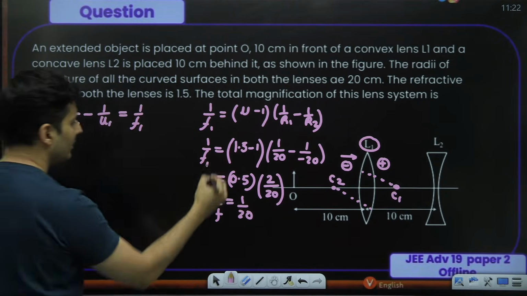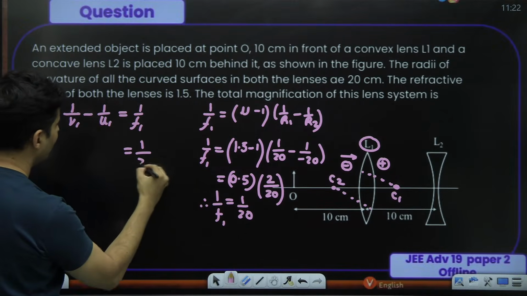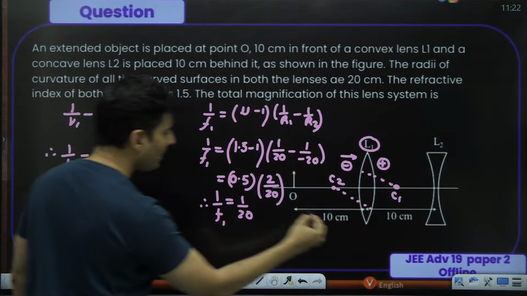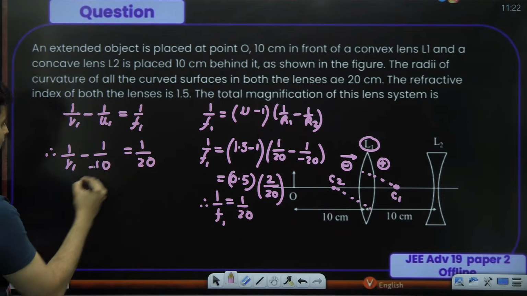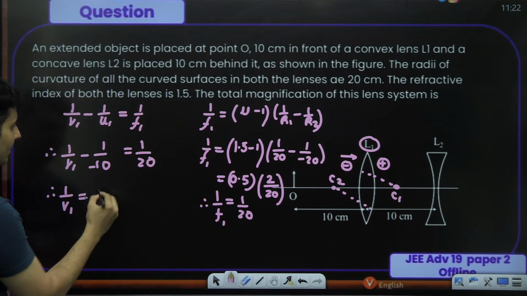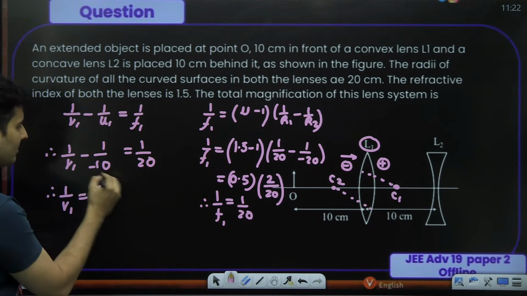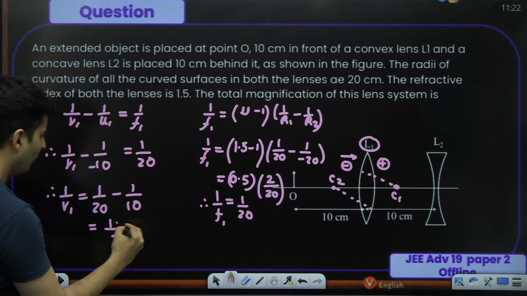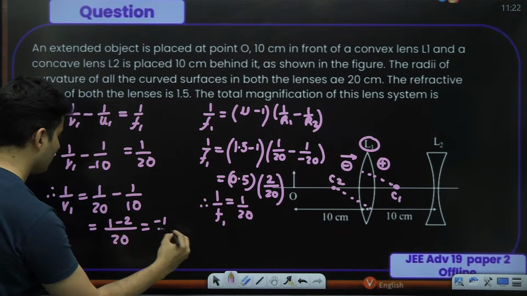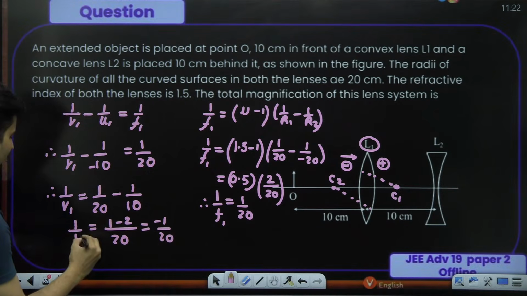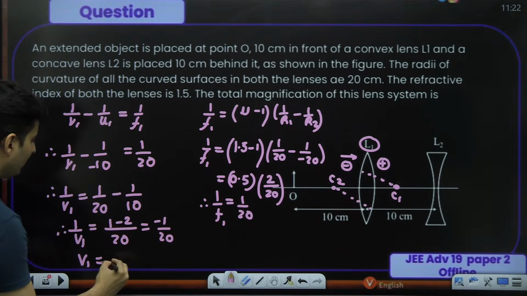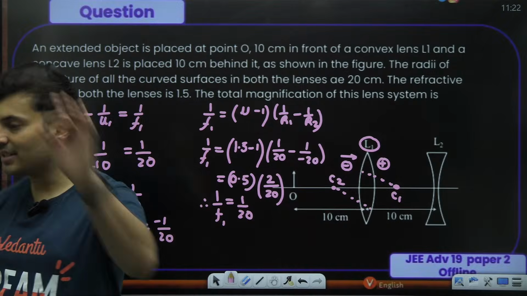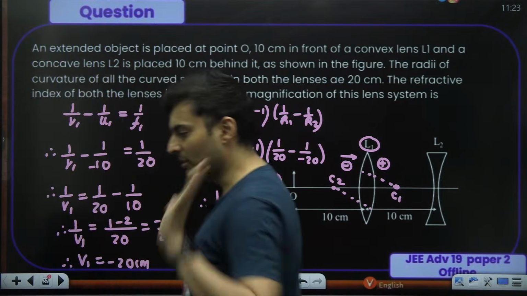So I will use it directly over here as 1 by 20, and 1 by v1 minus object distance. It is at 10 centimeters, so minus 10. So therefore 1 by v1 will be 1 by 20, minus minus is plus, on the other side again becomes minus. So LCM is 20. 1 minus 2, which is nothing but minus 1 by 20. That is 1 by v1. So therefore v1 will be nothing but minus 20 centimeters. Did you understand it? v1 is nothing but minus 20 centimeters.